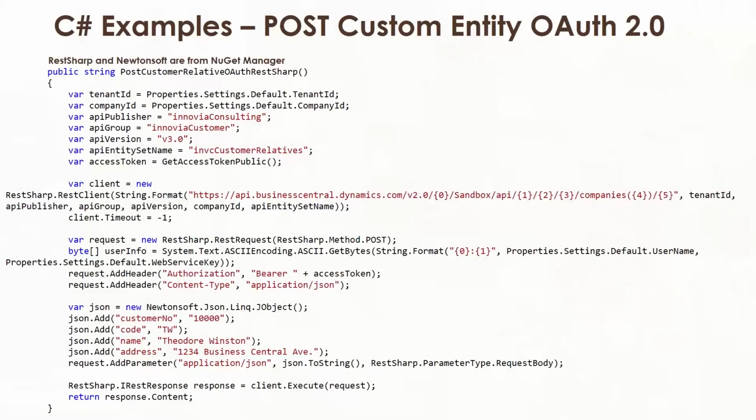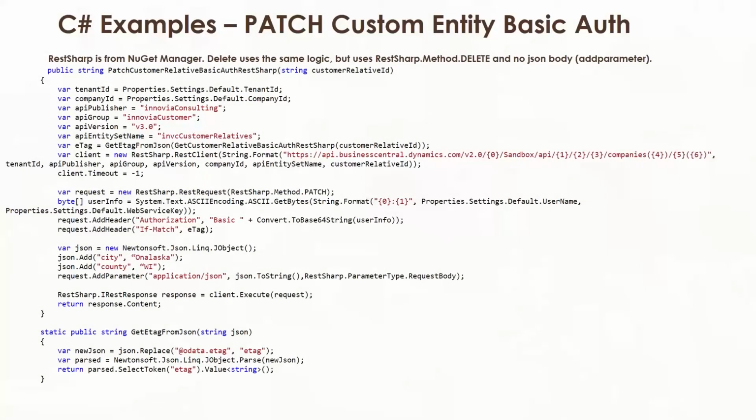Here's some sample code for post custom entity. So I'm going to post to the custom entity, the URL you'll recognize, we've gone over that: API publisher, group, version, company ID, API entity set name. You'll notice that the authorization, this is OAuth 2.0, so I'm grabbing the token and sending it over. Patch, I'm using basic auth. This is what updates the record. So I'm sending in my customer relative ID, and I'm updating the information.